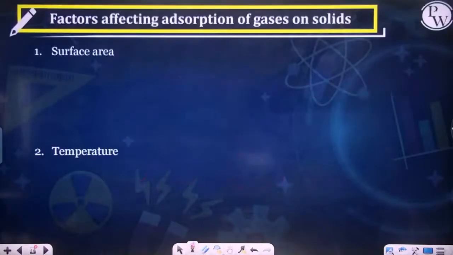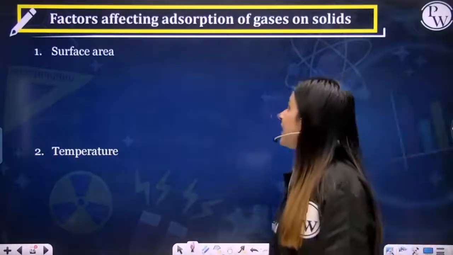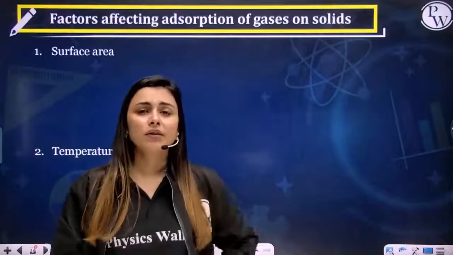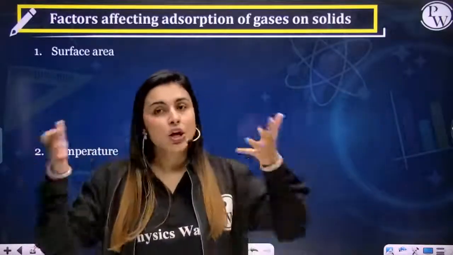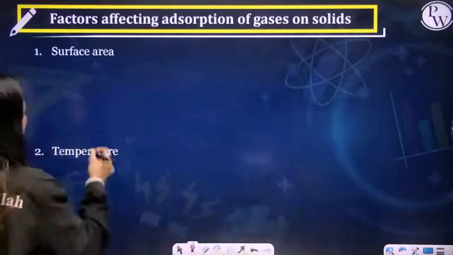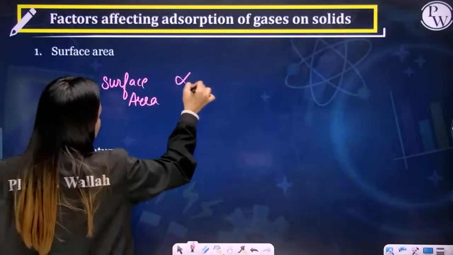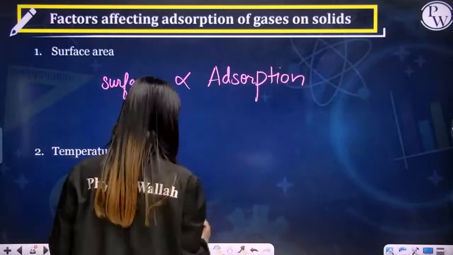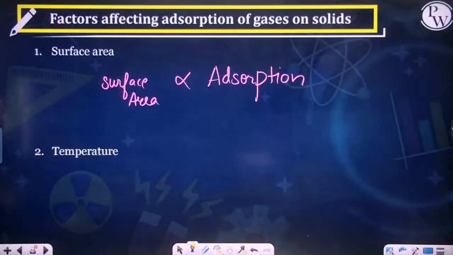Now let's move forward. The next topic we will be discussing is the factors that affect the adsorption of gases. Try to understand this, my dear students. If you have a smaller surface, obviously lesser of the gas will be adsorbed. If you have a larger surface, there will be more surface for adsorption, so more adsorption will take place. So can I say that surface area is directly proportional to adsorption? The more the surface area, the more will be the adsorption. The less the surface area, the lesser will be the adsorption, right? Yes, perfect. So please write it down.